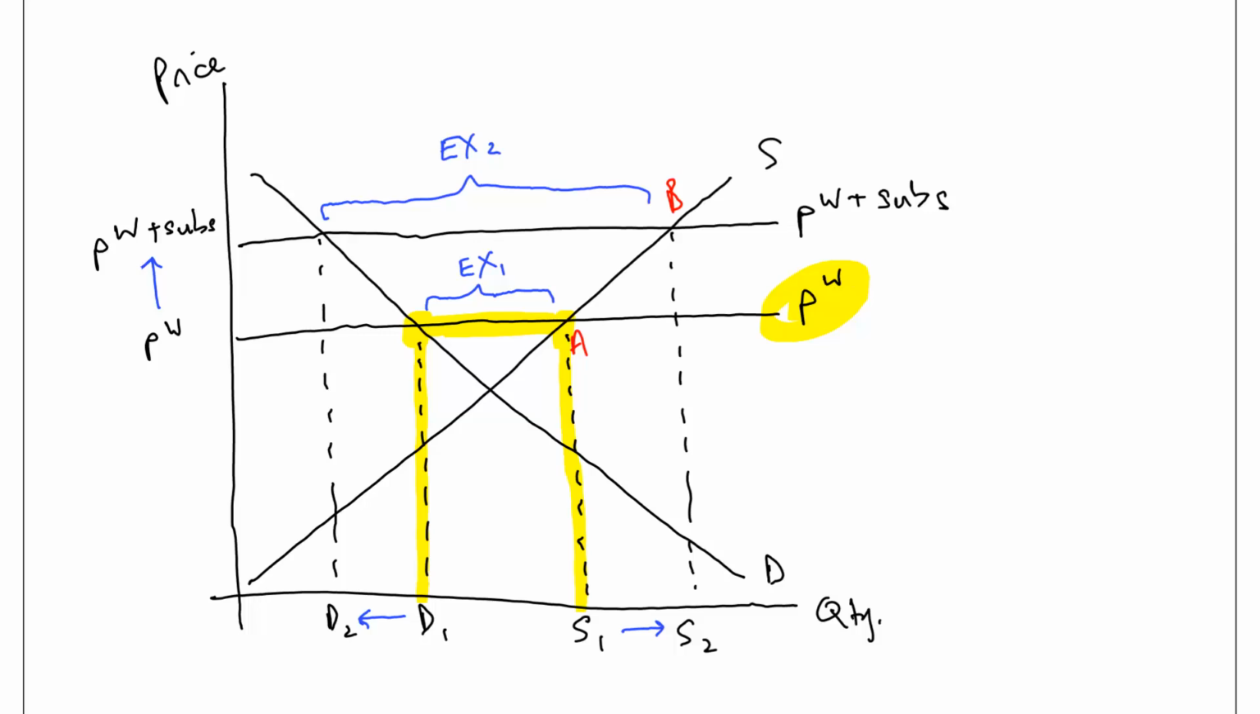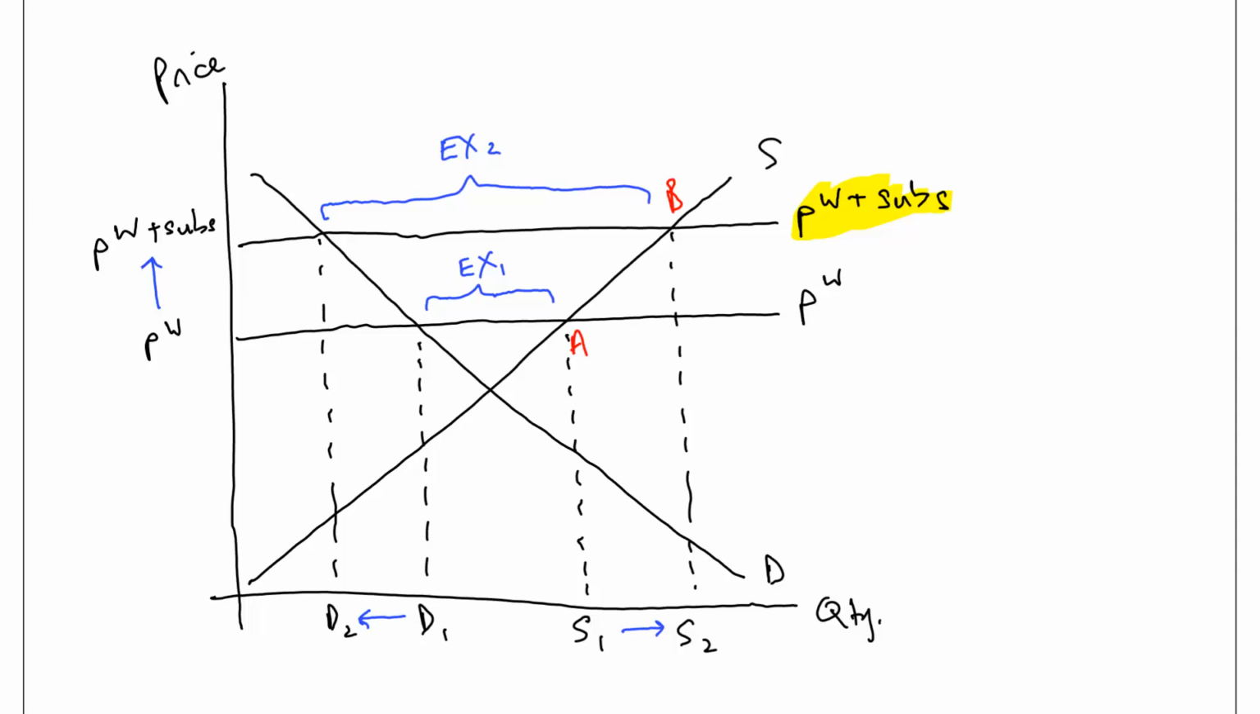So you're exporting more than you did. Your production, or domestic supply, S1 is going to be greater than your domestic demand, D1. So S1 minus D1, that excess, is going to be equal to export levels at P1. Then when we put on that export subsidy and prices go to PW plus subs, effectively the price has risen, and that's going to cause a reduction in demand.